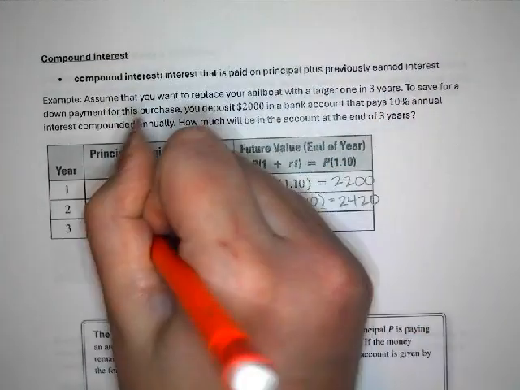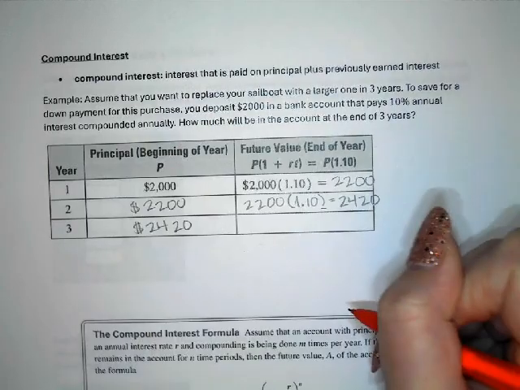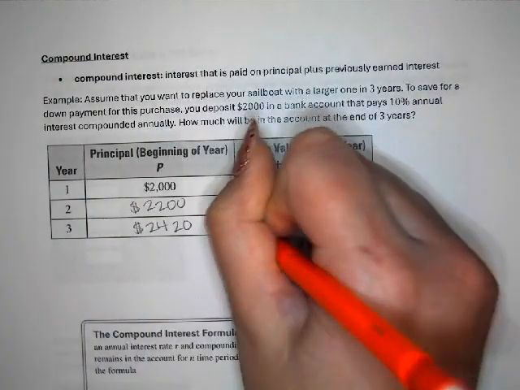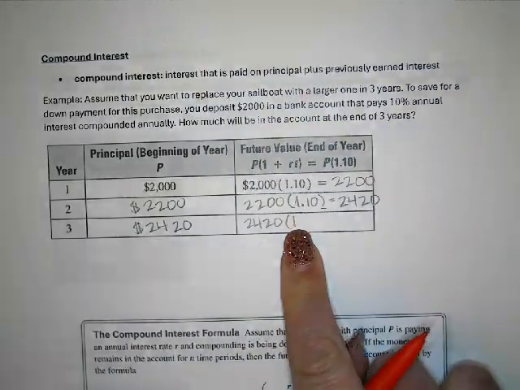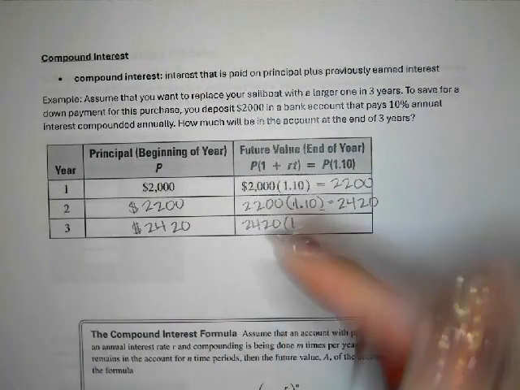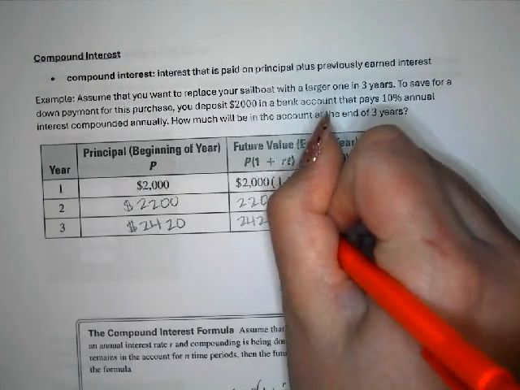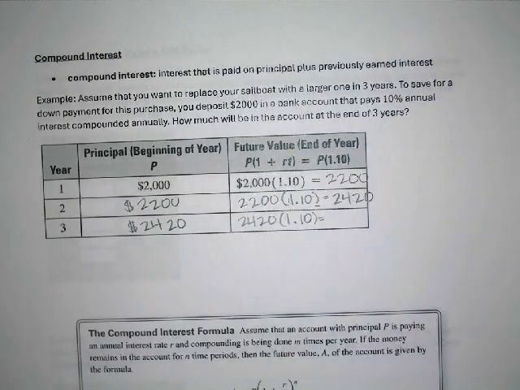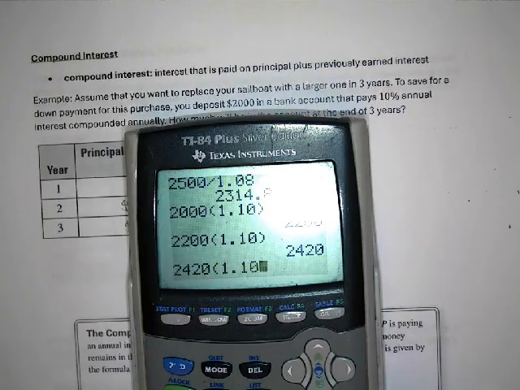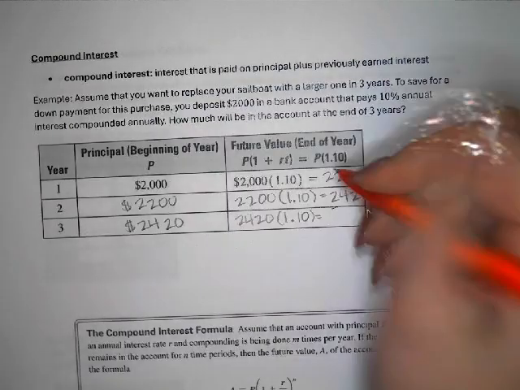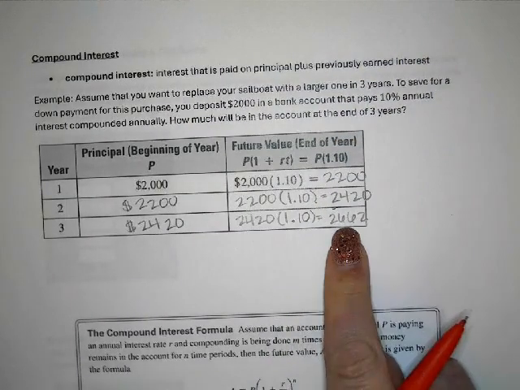So $2,420 in the third year is going to multiply by 1 to keep 100% of the amount in the account, but also by 0.10 to add the additional 10% in interest. And so we're going to take this and multiply by 1.10, and we get $2,662 would be in the account at the end of that time.